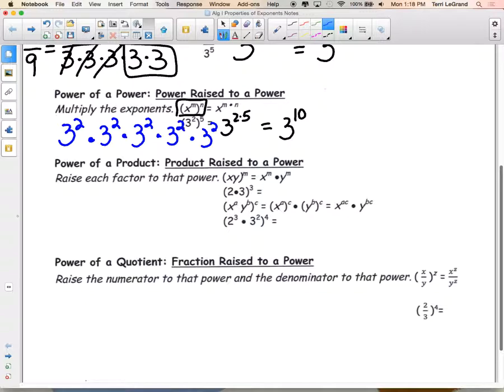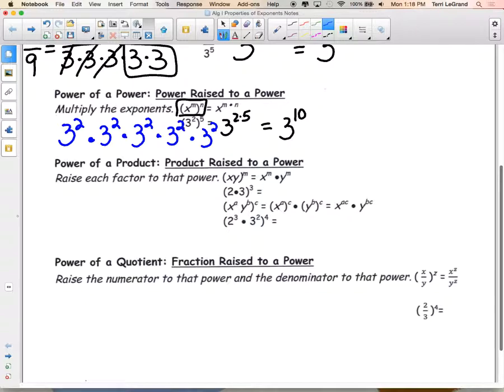Yes. I don't see squared, why not? 3 squared to the 5th power means 3 squared times itself 5 times. 5 factors of 3 squared. Now we have a power times a power times a power times a power times a power. What do we do when we have a power times a power with the same base? We add their exponents.